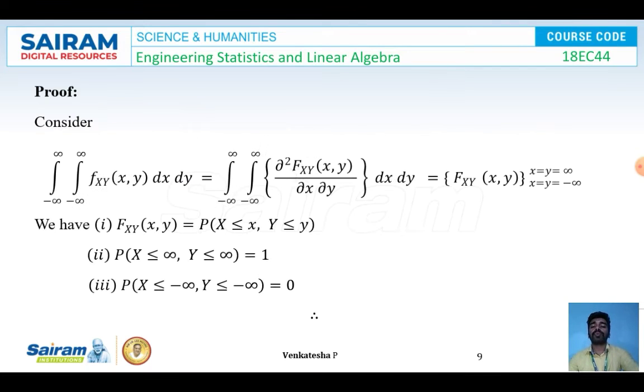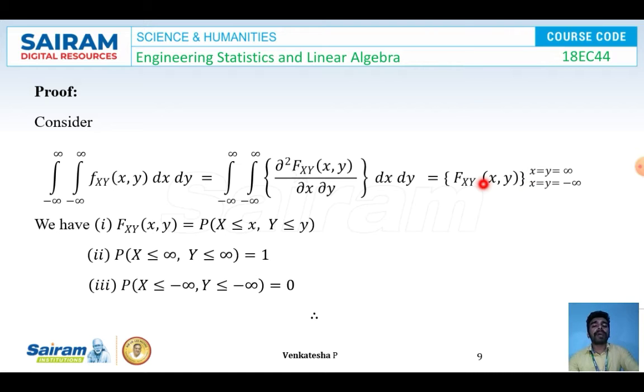So now we'll see how to prove this. To prove this one, take the double integral from minus infinity to plus infinity of f_XY(x,y) dx dy, which is equal to the double integral from minus infinity to plus infinity. Here I'm going to use the formula of the joint PDF, that is given by the second partial derivative ∂²F_XY(x,y)/∂x∂y into dx dy. So now after integration, the double integral and the partial derivative get cancelled. I got F_XY(x,y) at the limit x = y = infinity as upper limit, and x = y = minus infinity as lower limit.